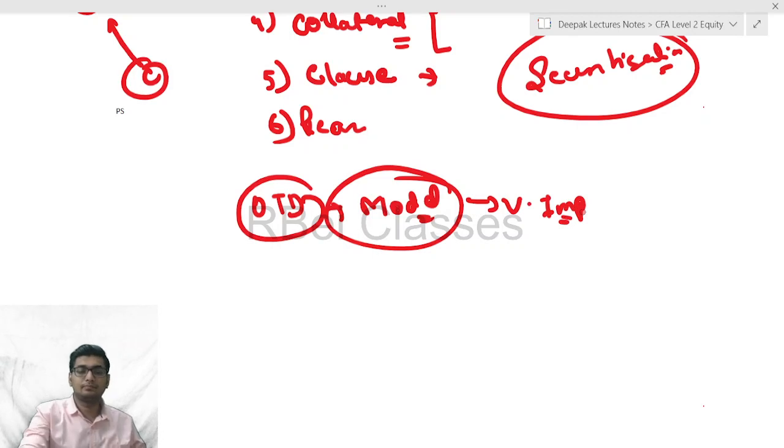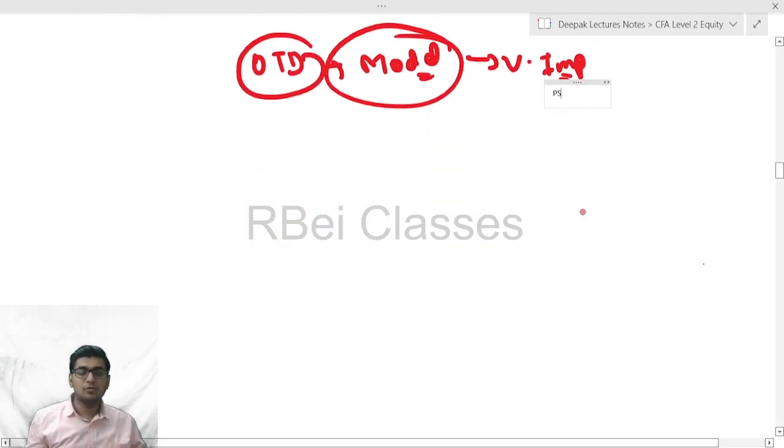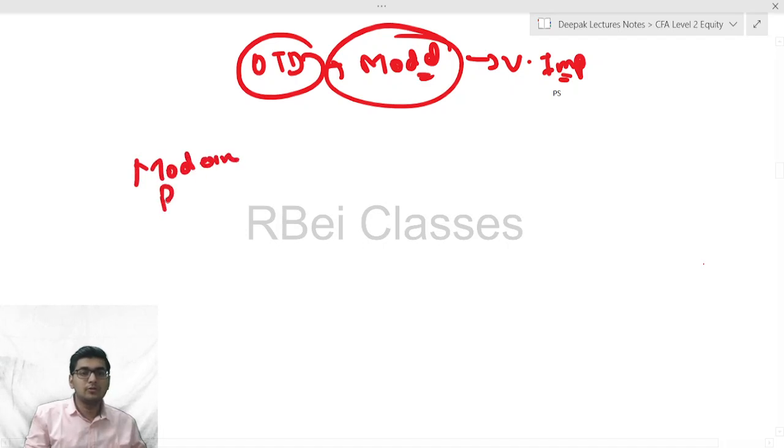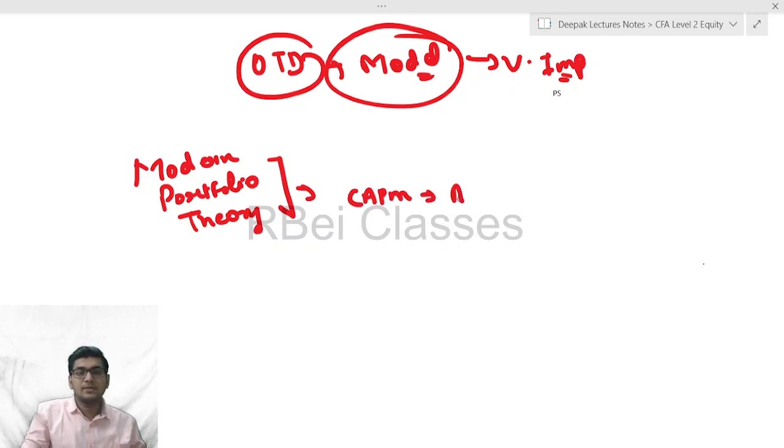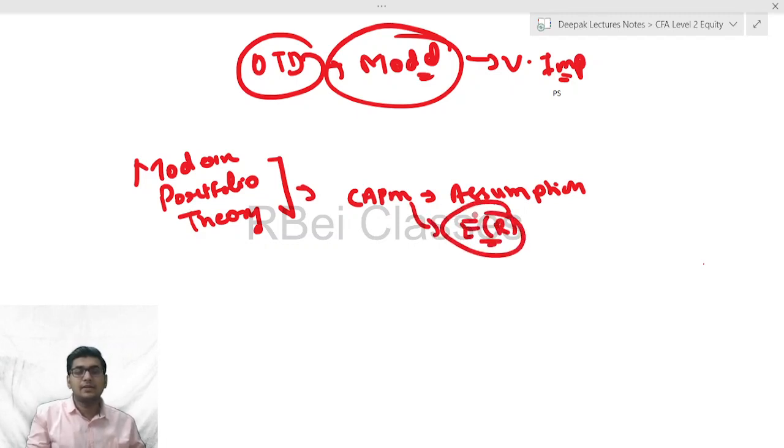Clear? Now coming to the modern portfolio theory. Over here, CAPM. You can expect its assumptions, or you can be asked to calculate the expected return from the asset. They will provide you RF, they will provide you RM, they will provide you the value of the beta. Clear? So this is how you can calculate the value using CAPM.